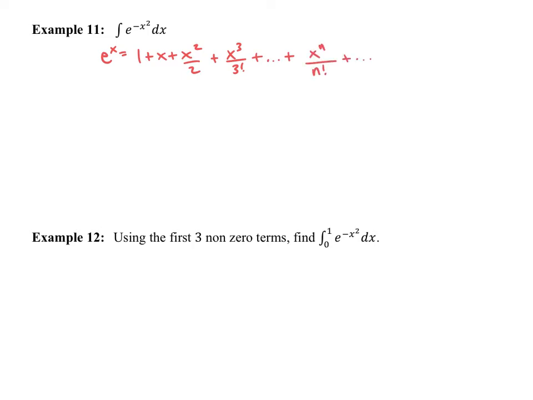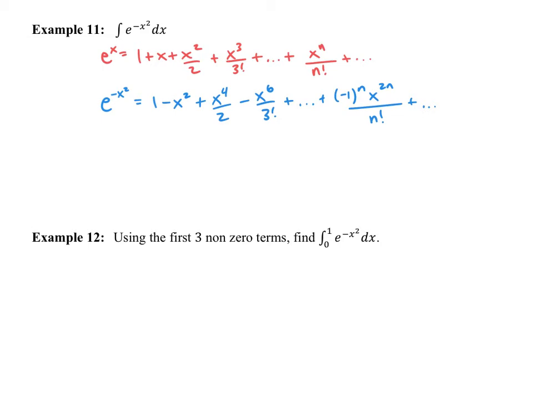So what if we were to take a look at e to the negative x squared? So we have e to the negative x squared. That means we have 1 minus x squared plus x to the 4th over 2 minus x to the 6th over 3 factorial, and so on. Now the general term will be negative 1 to the n times x to the 2n over n factorial. So I'm just substituting in negative x squared for each of my x's in my original e to the x function.